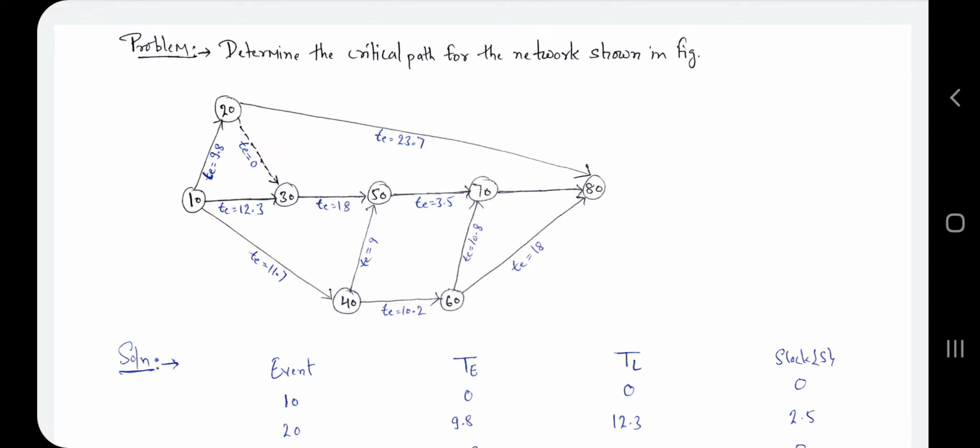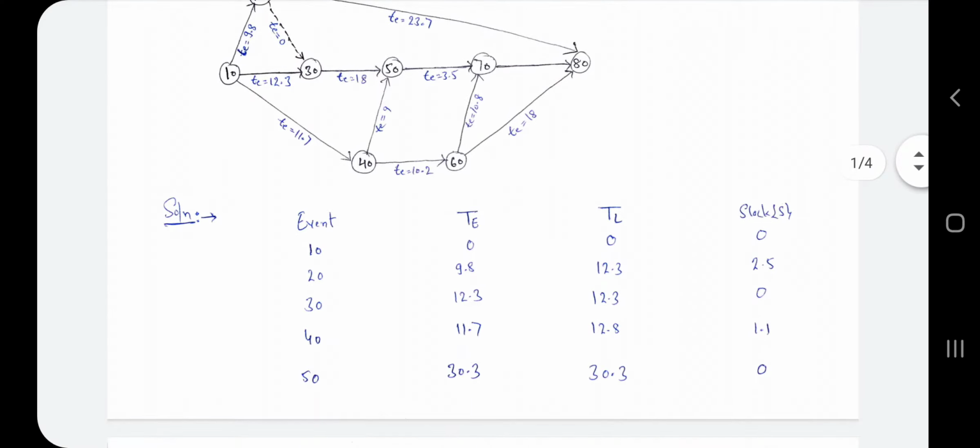So for finding the critical path, you find the earliest occurrence time, which is TE, and the latest occurrence time, which is TL, or maybe you find it directly with the slack value, because we know that where slack is 0, that path is the critical path. So let's see how we find the critical path for this figure. So we have this figure. Now we have to find the critical path.